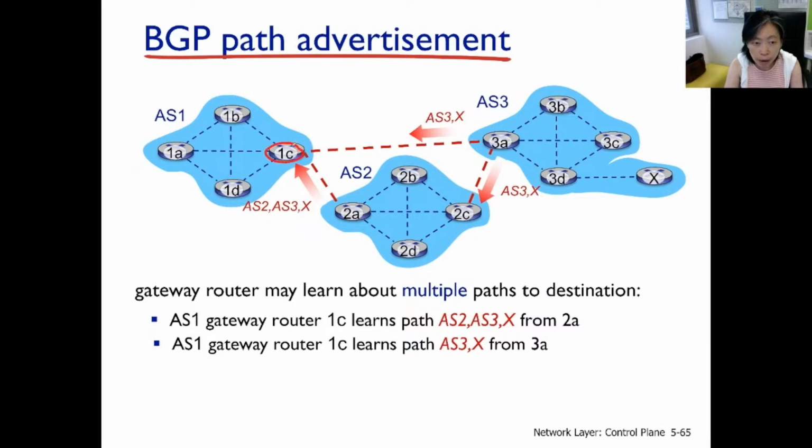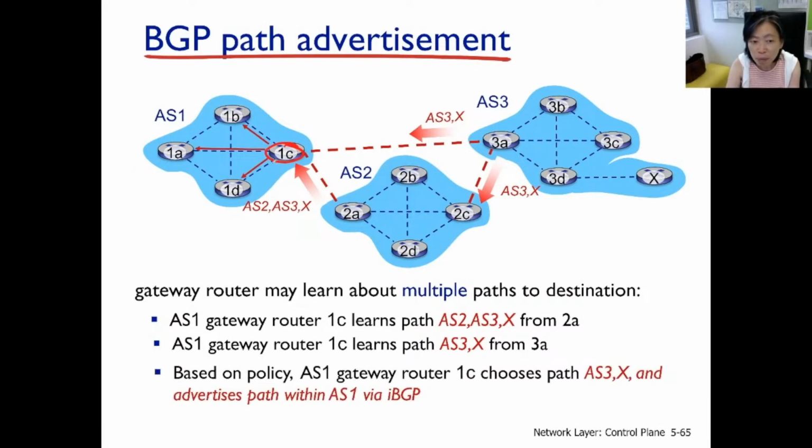At this point, 1C sees two advertisements coming in. Before 1C propagates any of the paths further, it needs to check the import policy. So 1C is AS1's gateway router. We need to choose. It could choose one of the two, or it could just take both of them. Let's say that 1C chooses AS3, comma X, sure, the shortest AS path, and advertises it to all routers internally of AS1. Okay, this is the second example.